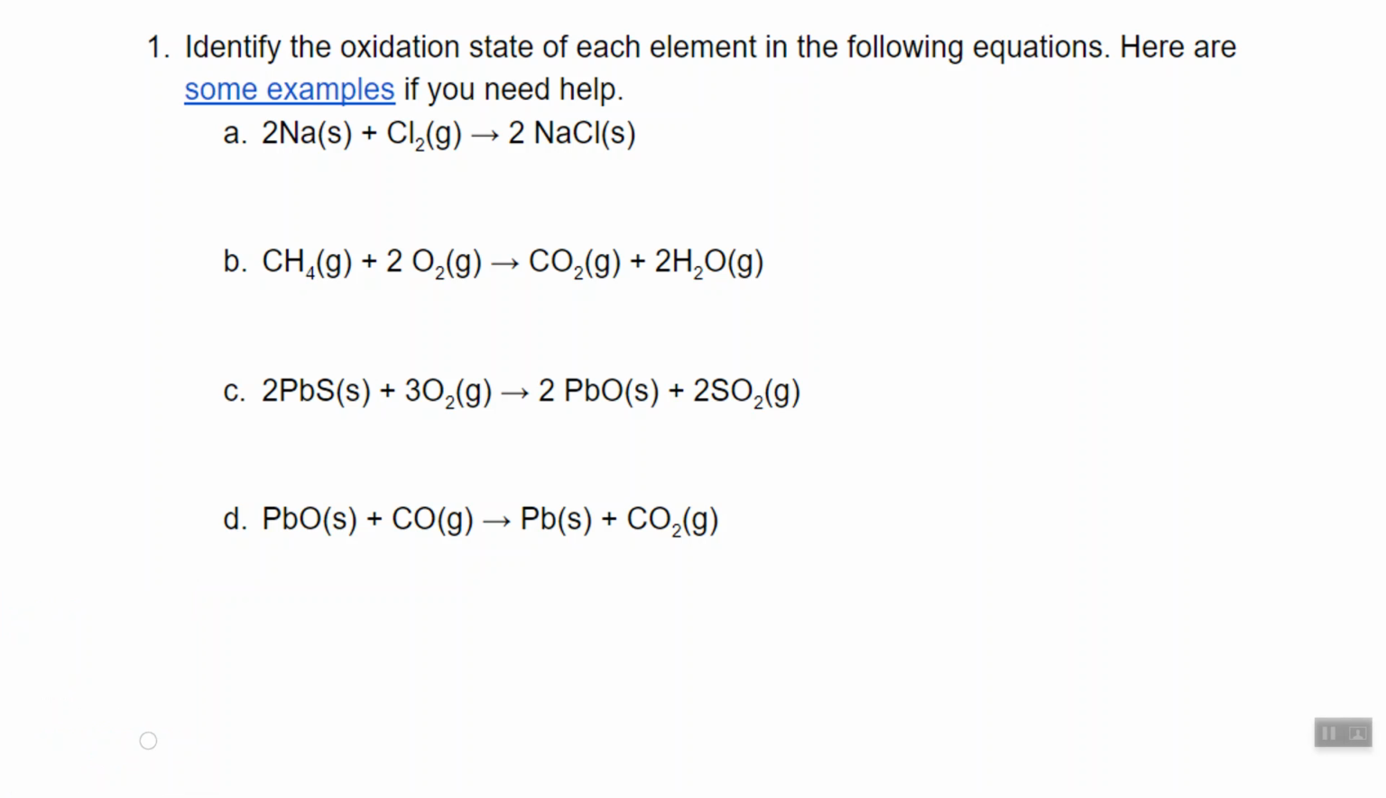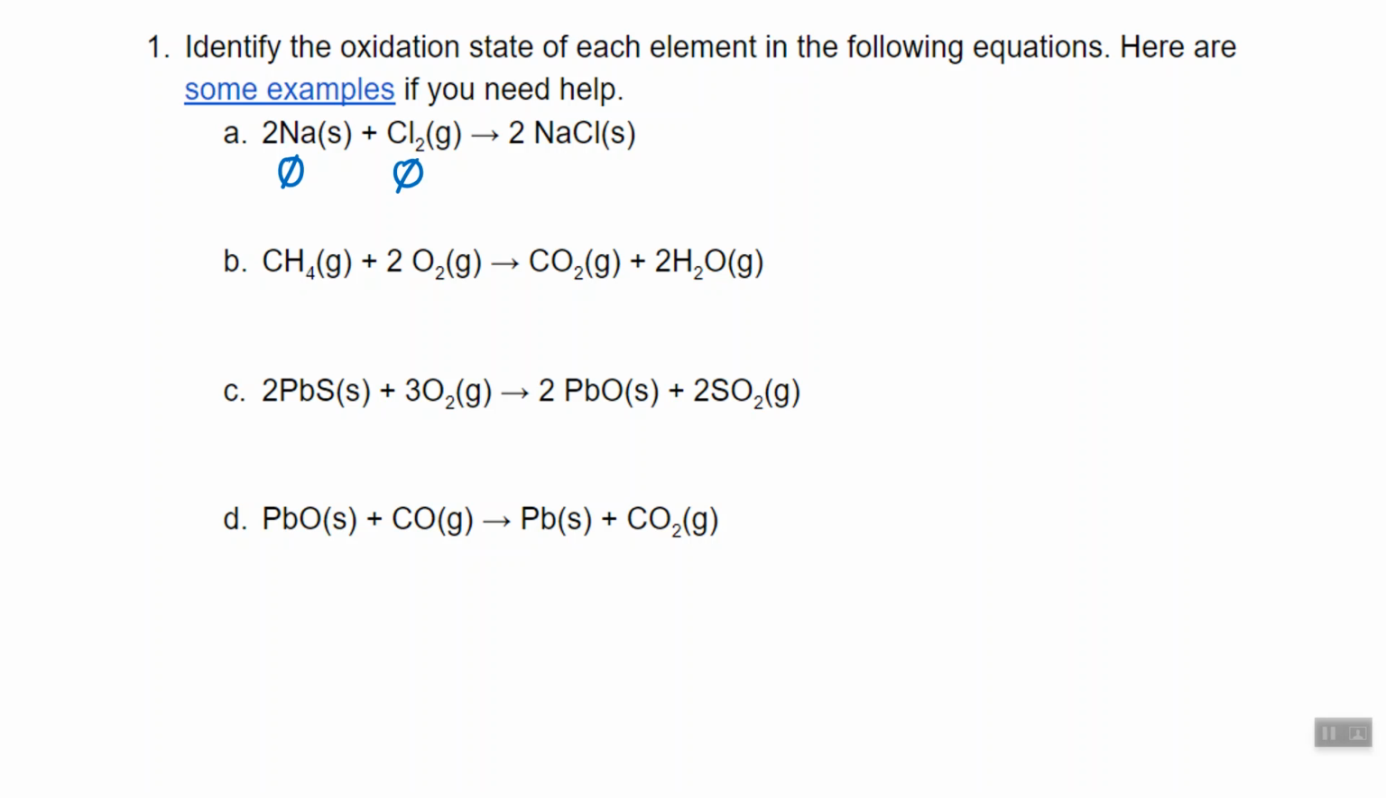There are a set of rules for oxidation states that we're going to use in order to determine what they are for each of these compounds. When you have a pure element in its standard state, the state that it's in at 25 degrees Celsius, so sodium is a metal, a solid, that's going to have an oxidation state of 0. Same thing with the chlorine gas, it's in its standard state.